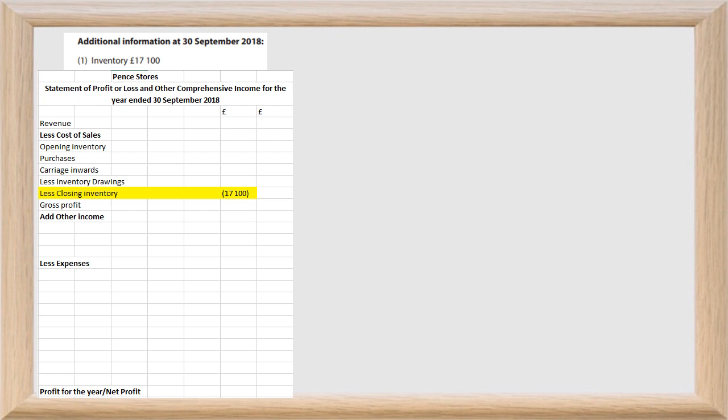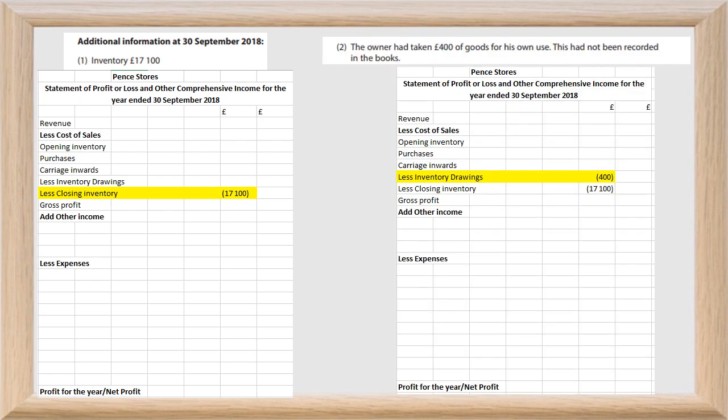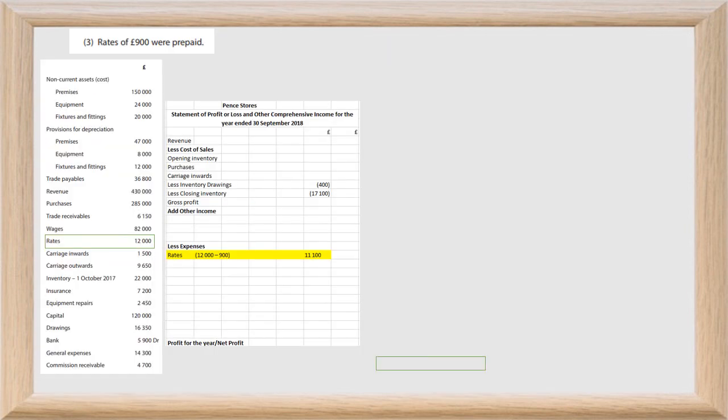In the SOCI, this figure is recorded under cost of sales. Second, the goods that the owner took for his own use, indicates inventory drawings. This should be recorded under cost of sales in SOCI. Third, prepaid rates of 900 indicates rates paid extra, which is not relevant for this year. So, we subtract it from the total rates paid which is found in the trial balance. The answer will be recorded as expenses in the income statement.